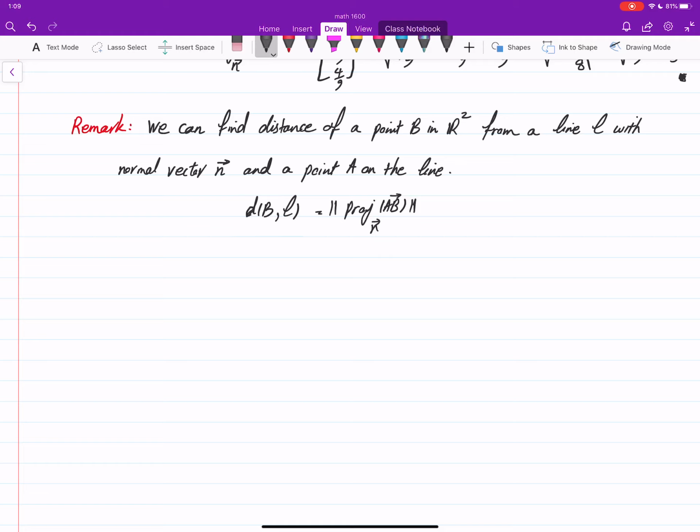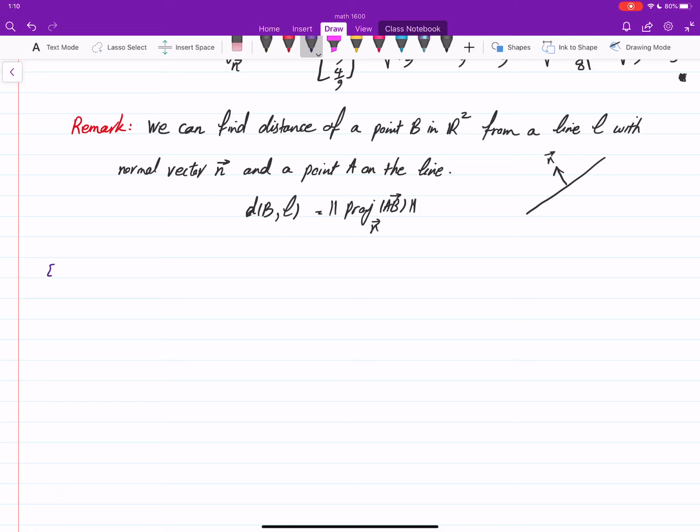The key point is that in R2 you also have a normal vector. You can use a normal vector to define a line. And this formula basically works for everything that you have a normal vector to define it. Okay, very nice. Let's do an example.